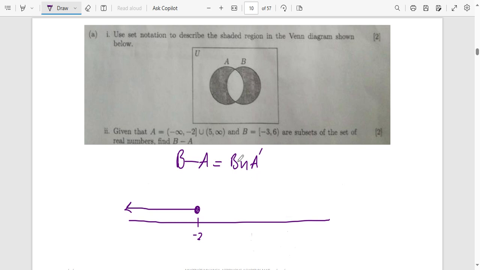Oh yes, thank you. And then 5 to infinity. So this is the set A which they've given: from negative infinity to negative 2, and then from 5 to infinity. That's the set A. And then the set B is from negative 3 to 6. So negative 3 is going to be somewhere here, 6 is going to be somewhere here. We are including negative 3. We are not including 6. This is B.